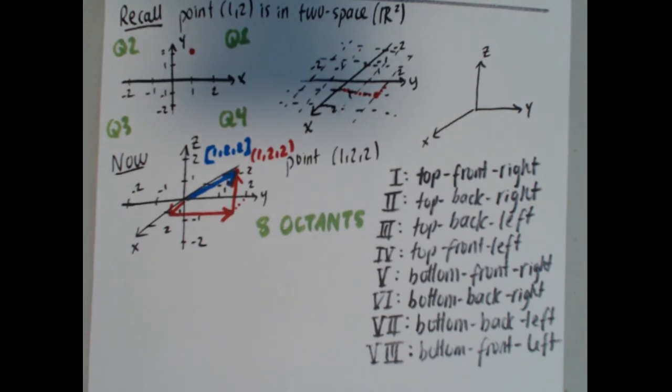So we have all of the octants there. We're going to now look at a set of 4 various points in 3-space, and we are going to not only determine which octant they're in, but also describe the octant that they're in.